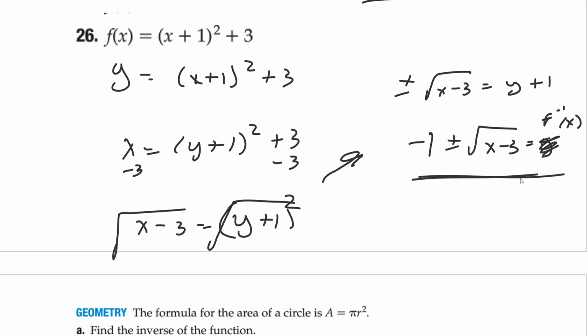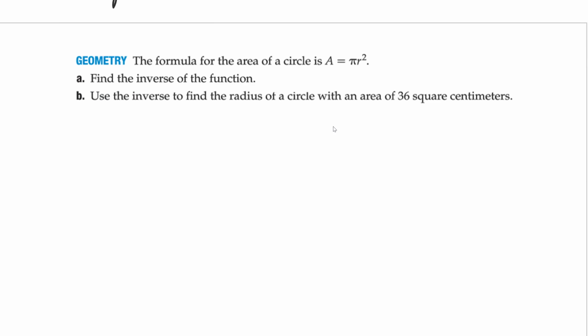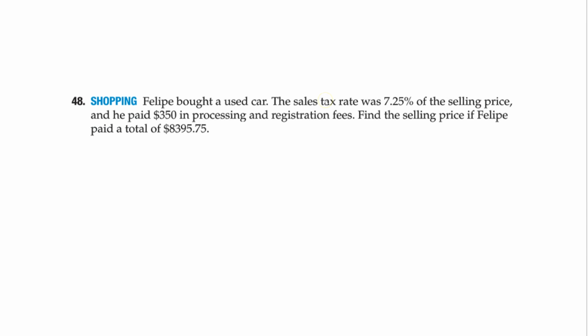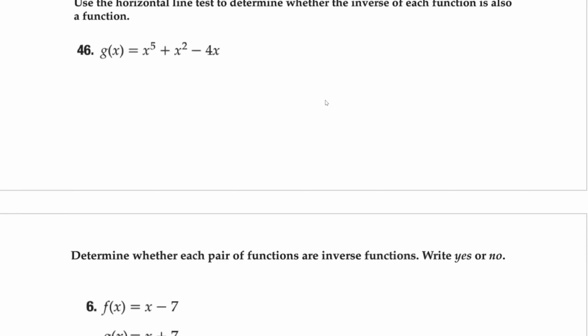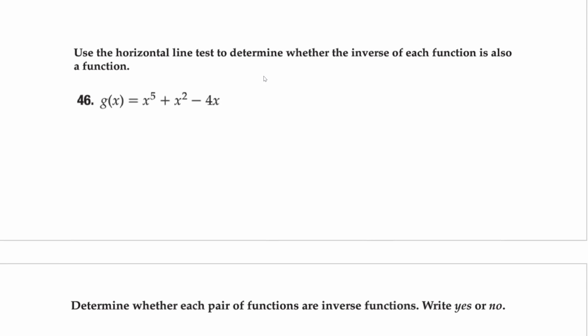So that's how you find the inverse of a function, right? Just switch x and y. If I give you points, switch x and y. If I give you a graph, you can switch the points and then graph them, or you can flip it across that y equals x line. And if I give you an equation, just switch x and y and solve for y. These application problems are actually kind of dumb. So we're going to go on to the horizontal line test and telling if it's a function.